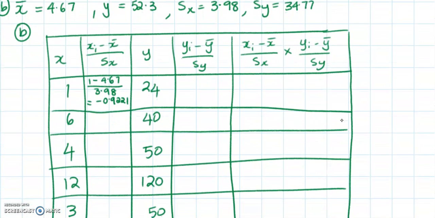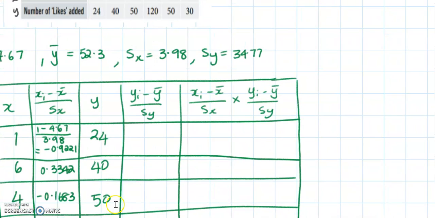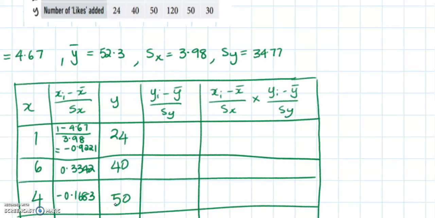The same method is used for each of the values. For the second one, you would go 6 take away 4.67 divided by 3.98. If I evaluate all of them, I get 0.3342, negative 0.1683, 1.8417. If I calculate all of them, as you can see, these are the values that you get. The same process is used for your y variable.